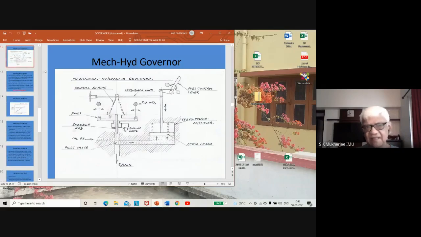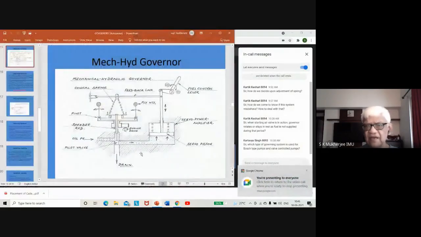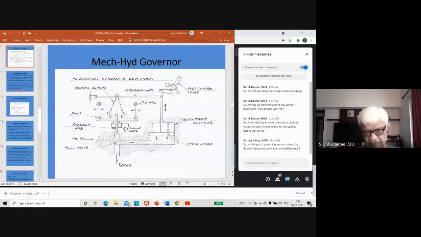Hunting is same thing as racing of the engine. So that is prevented by means of the speed group. Okay. So get this concept very well clear. Do you have any questions on this particular diagram? This can be used for your main engine also, for your auxiliary engine also, for your Bosch pump also, for your valve control pump also. Governor is governor. Ultimately, what is the purpose of the governor? Controlling this fuel rack.